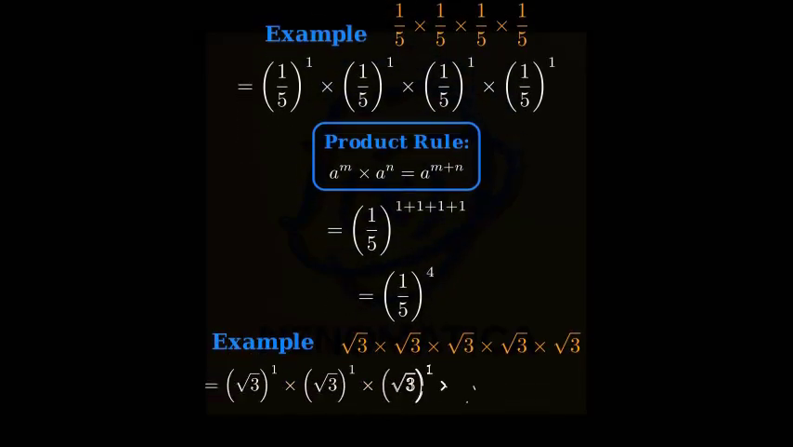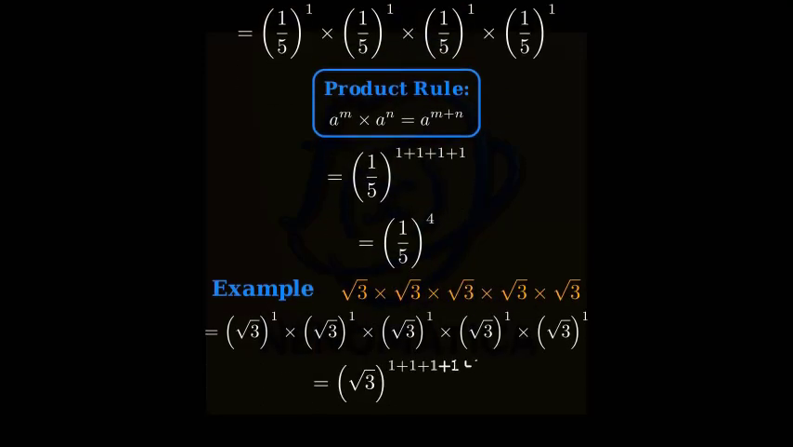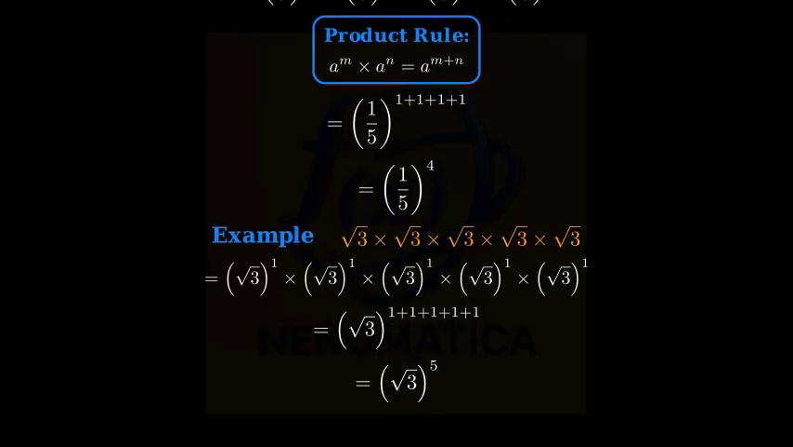Let's look at our second example. We have the square root of 3 multiplied by itself 5 times. We can rewrite this as the square root of 3 raised to the power of 1, 5 times. Using the same product rule, we add all the exponents together. So we get the square root of 3 raised to the power of 1 plus 1 plus 1 plus 1 plus 1, which equals the square root of 3 to the power of 5.